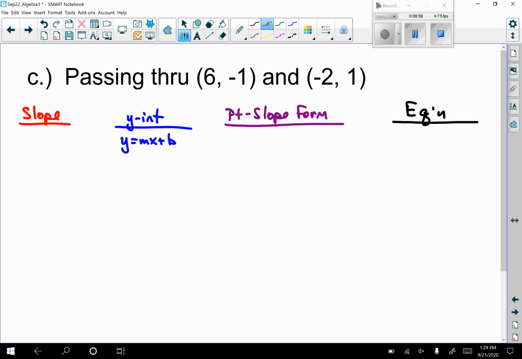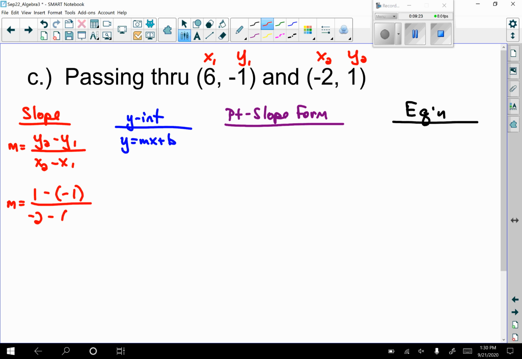All right, so the slope's not given to us. This is where we use rise over run, y2 minus y1 over x2 minus x1. So this is x1, this is y1, this is x2, this is y2. Technically, I could have called them in reverse, that's fine, but this works. Just be careful when we subtract a negative. So y2 is 1 minus y1, so 1 minus a -1. And then -2 is my x2 minus 6.